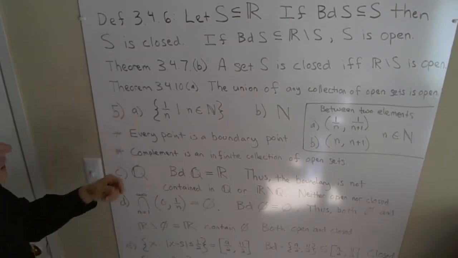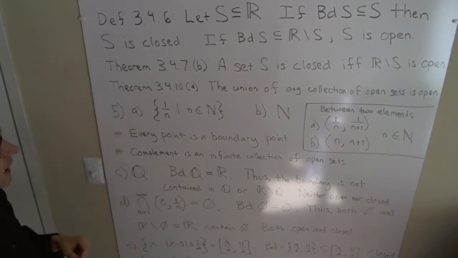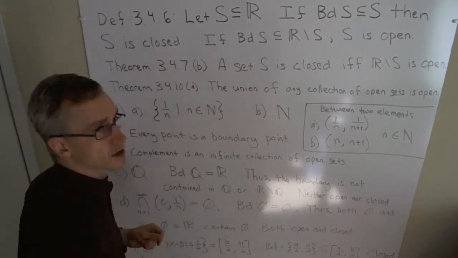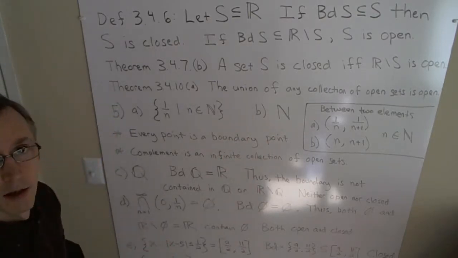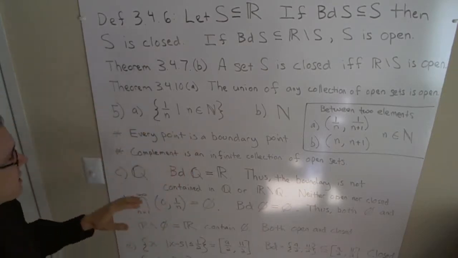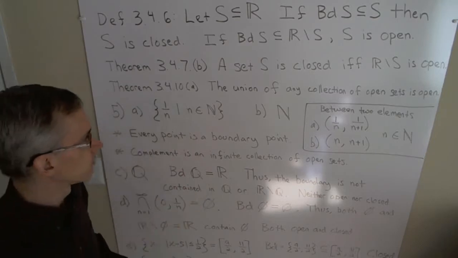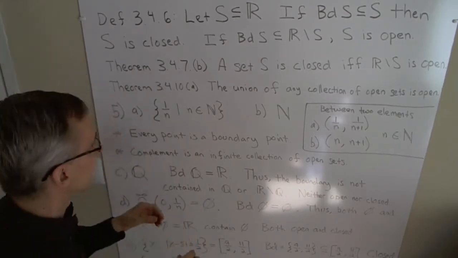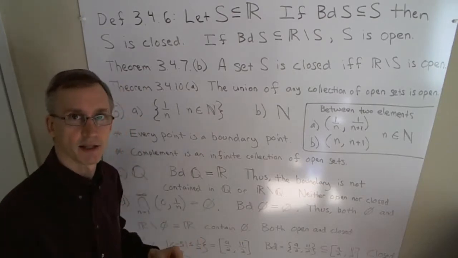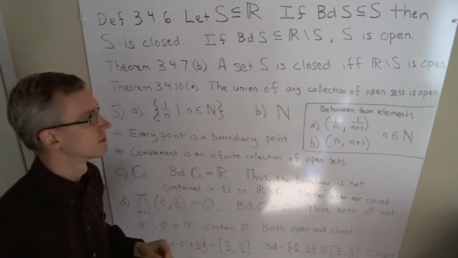Set A is 1 over n such that n is an element of the natural numbers. And set B is the natural numbers themselves. Both of these are very similar. In each of these sets, every point is a boundary point. And the reason for that is any neighborhood of any point in these sets contains points both in the set and in its complement.